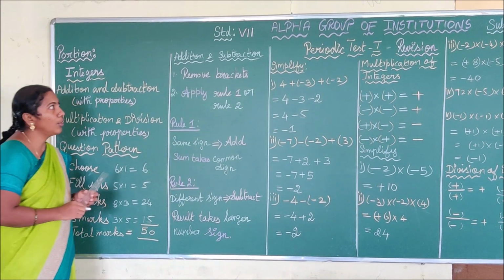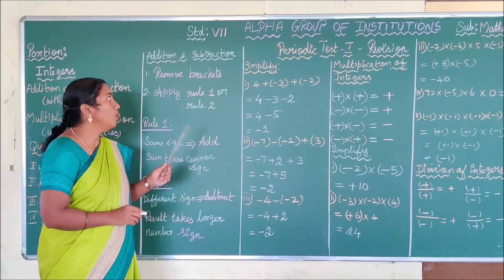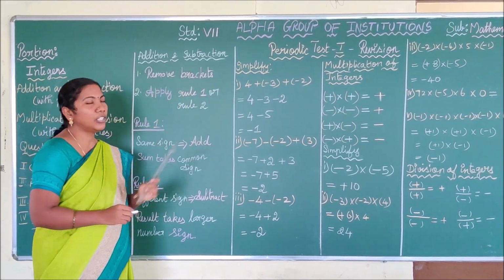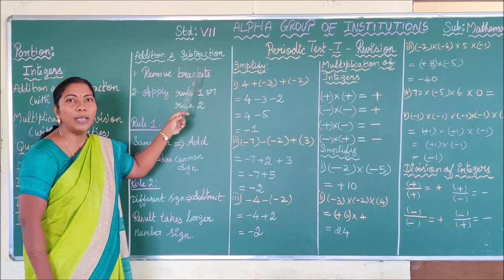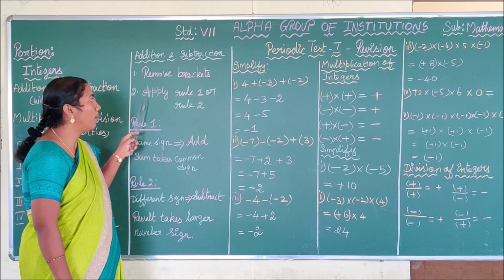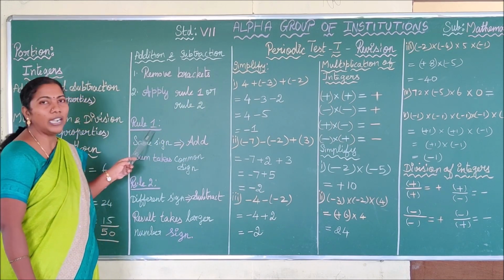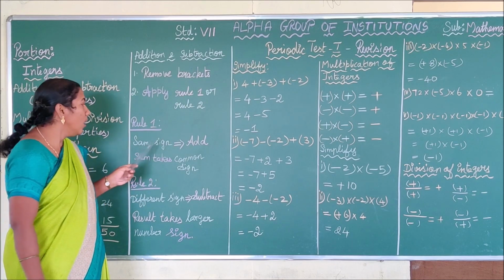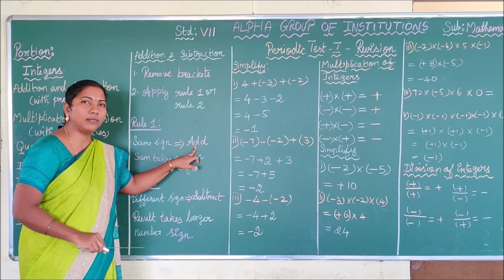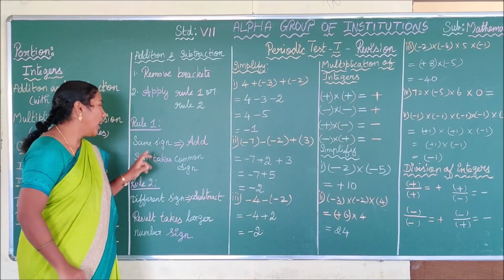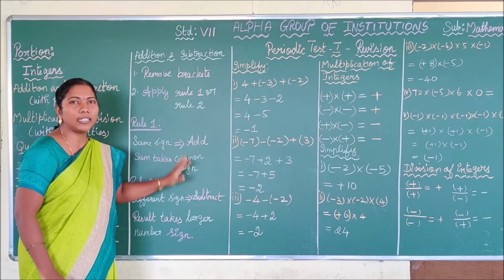First we are going to revise the addition subtraction concept. In both operations, addition and subtraction, you have to follow only 2 rules. First, you have to remove the bracket, and then you have to apply rule 1 or rule 2. What is rule 1? Already we have seen plenty of times. Rule 1 means the given integers are in same sign means add, and the sum takes the common sign.